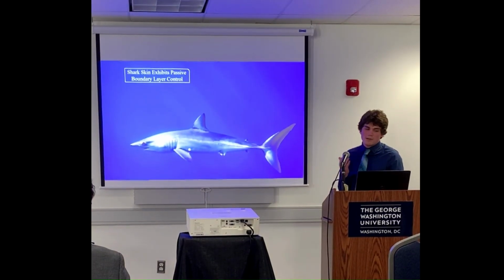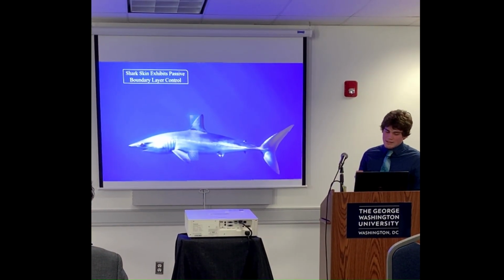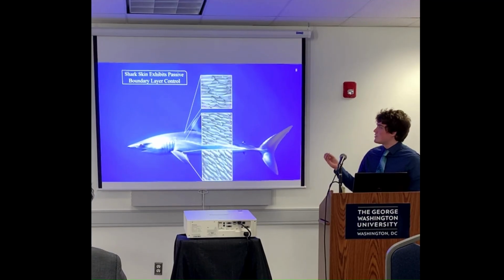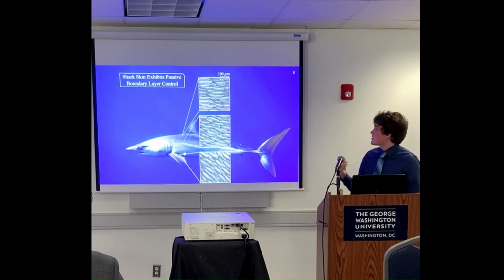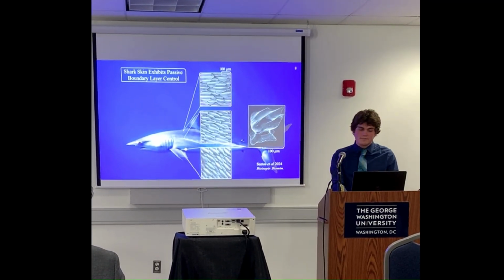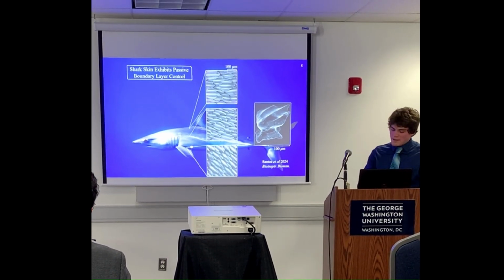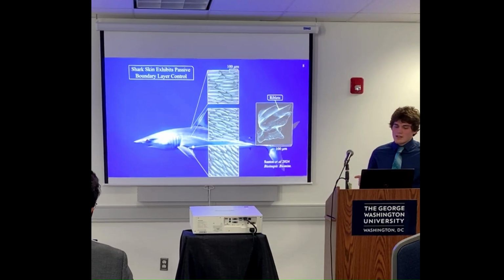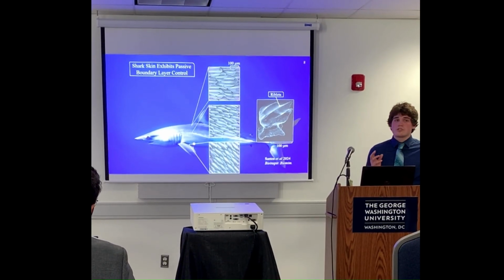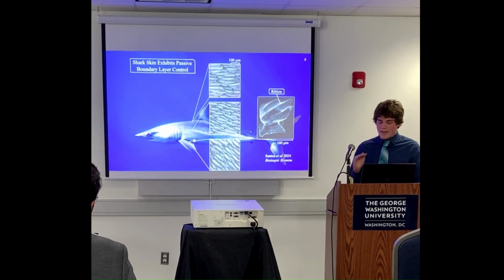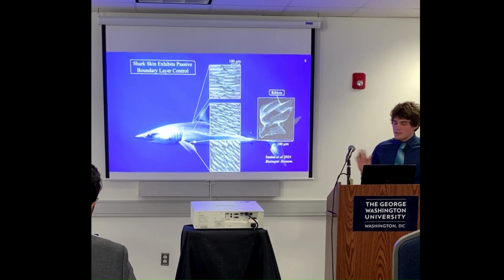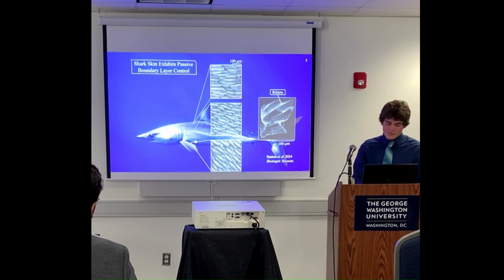So how can sharks help? Well, sharks have these tiny little scales called denticles. They're on the scale of about 100 microns. Here's a scanning electron microscope image of one. These are riblets on top, and they help to reduce turbulent skin friction. But there have already been many papers on how these riblets help reduce turbulent skin friction.